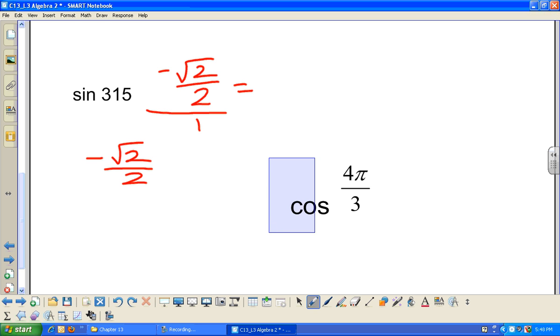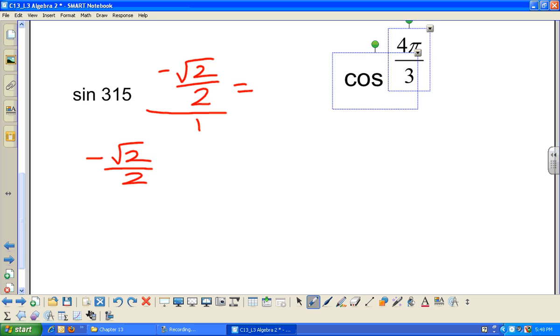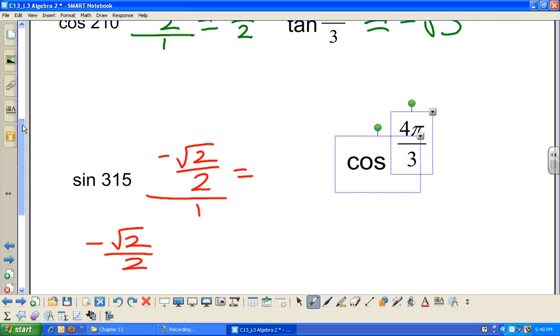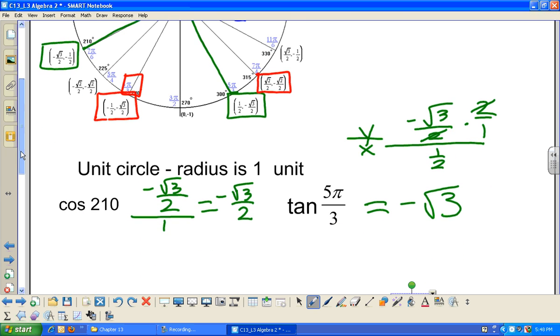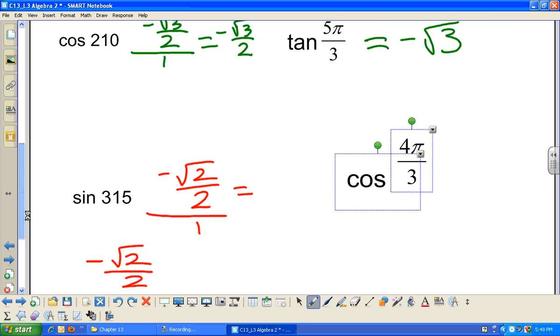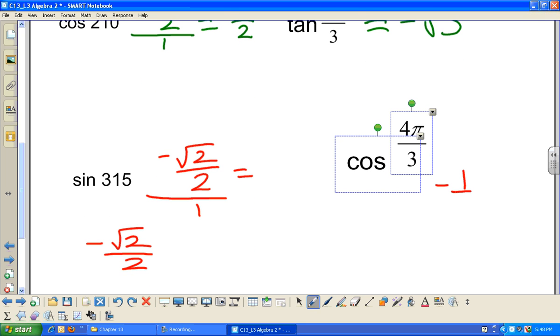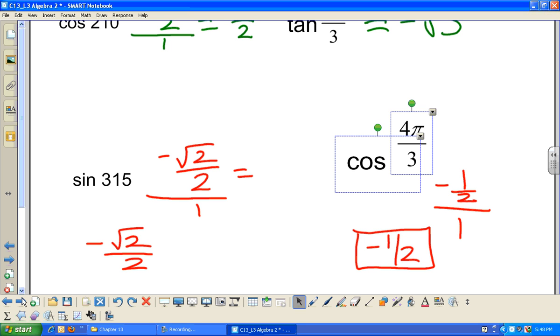So if I'm looking for cosine 4 pi over 3, find 4 pi over 3 on my unit circle. Cosine is your x over your r, and your r here is 1, so it's negative 1/2 over 1, which is the same thing as negative 1/2. So you want to keep your unit circle nice and neat because you're going to be referencing that.